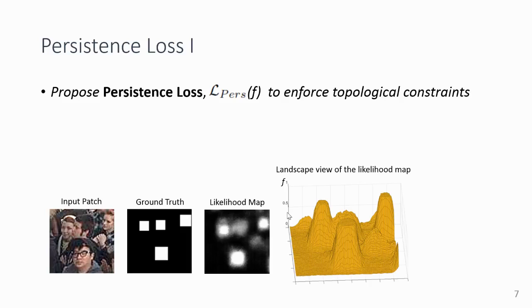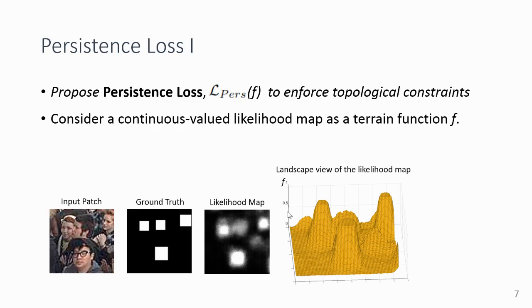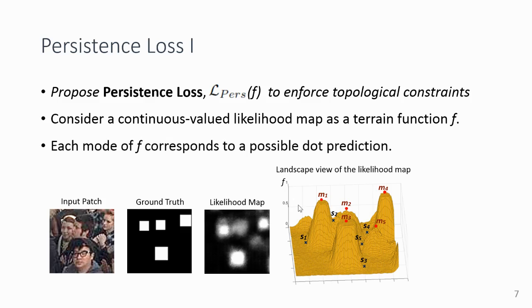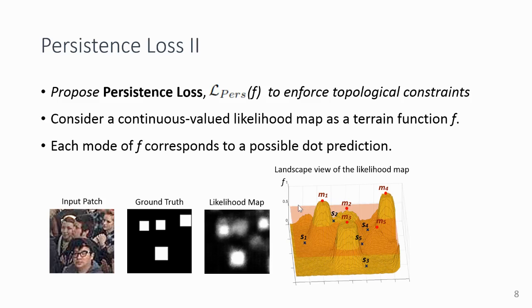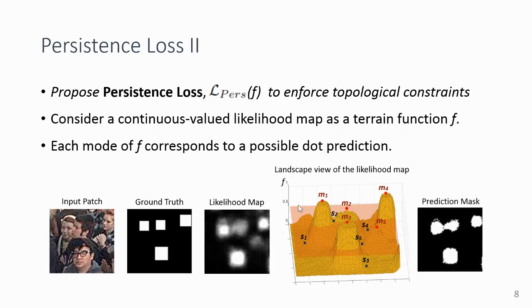In order to enforce the topological constraint, we propose persistence loss. Instead of looking at the prediction mask, we look at the topography or the bumpiness of the likelihood function, where each bump in the 3D likelihood function corresponds to a mode, and the valleys correspond to saddle points. Each mode in the likelihood function corresponds to a possible dot prediction. To get the prediction mask, we apply a threshold. Everything above the threshold plane will become 1 in the prediction mask, and everything below the threshold will become 0.